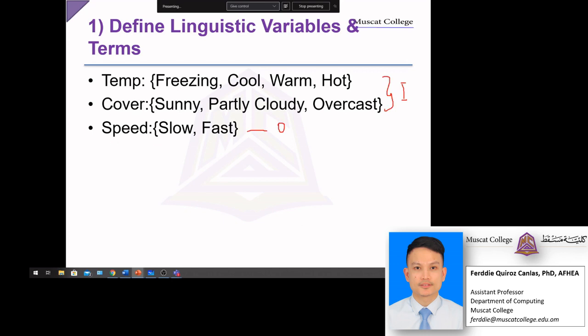What will be the speed of the car? Let's say, for example, the temperature is freezing and it is overcast, what do you think is the speed? If the temperature is hot and it is sunny, what would be the speed of the car? Should it be slow or fast? Depending on the rules in your inference engine, we could determine the level of speed, whether slow or fast.